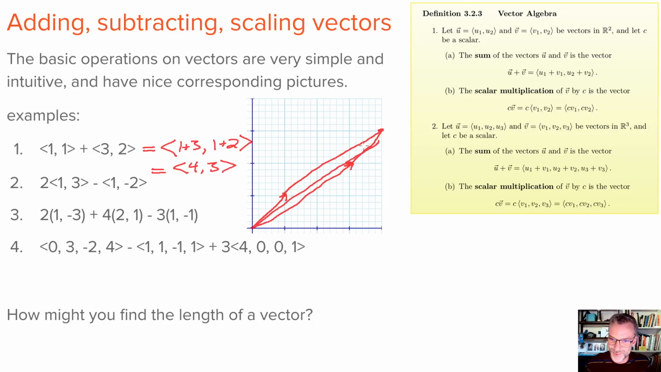Oh, that's the worst. Sorry about that. I'll draw straight lines on Desmos. Okay, so very simple, you just add the components together. Same for when you're subtracting them, you subtract the components.